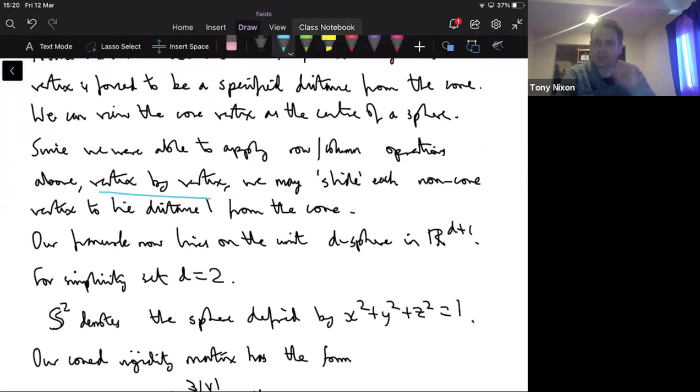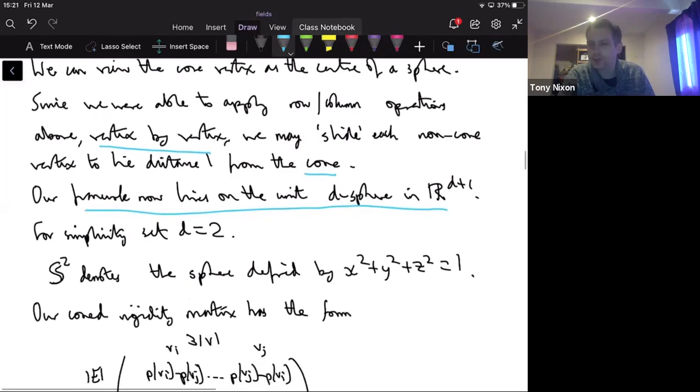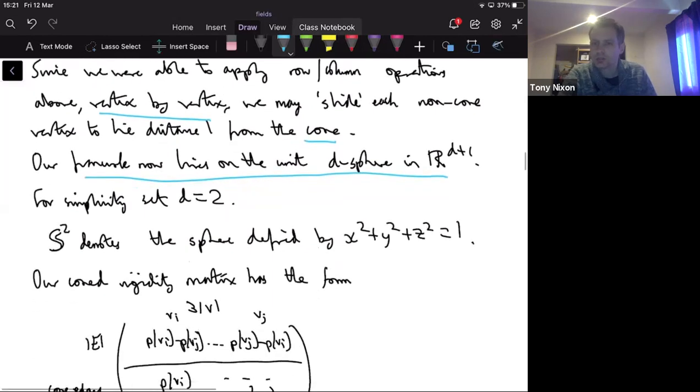So you could have families of concentric spheres, as many as you want, but one by one, we can just slide our vertices to all lie some specified distance, we might as well say 1, from the center of the cone. Okay, so what that means is we can continue these row and column operations until the framework lives on the unit D sphere. And so we can think about rigidity on the D sphere using this matrix that we have.